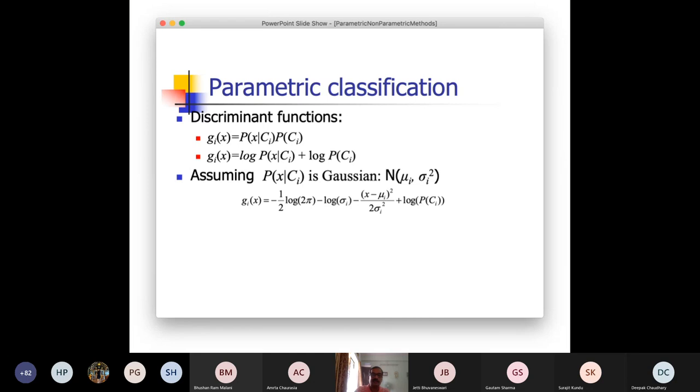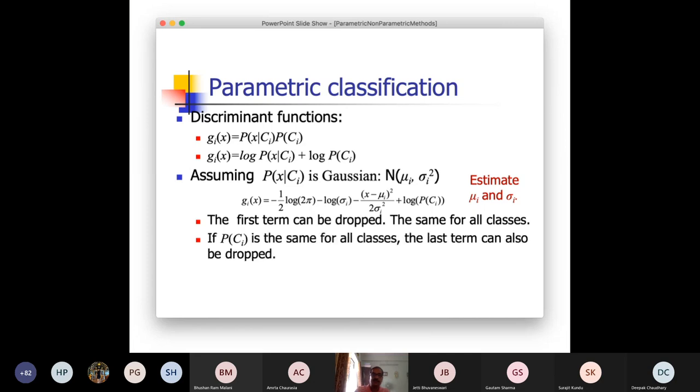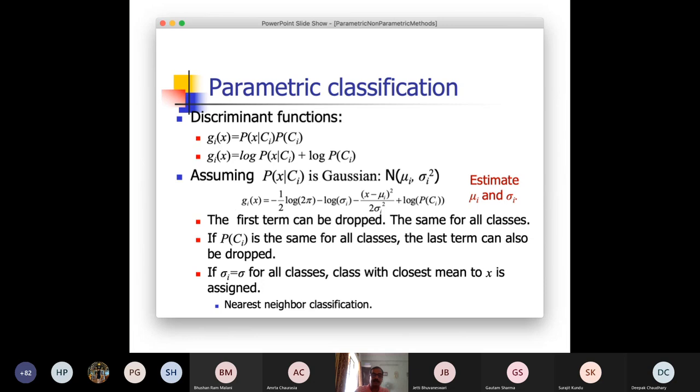The g_i(x) is a quadratic discriminant function, but if I assume that all sigmas are equal, that means the variances in all the class likelihood distributions are equal, then it becomes linear. The first term can be dropped because it is constant, and if the prior P(C_i) is the same for all classes, the last term can be dropped too. If the variances are the same for all classes, then it becomes the nearest neighbor classification. So you see that many simple classifiers have Bayesian interpretations in this fashion. They are special cases of Bayesian classification with these assumptions.